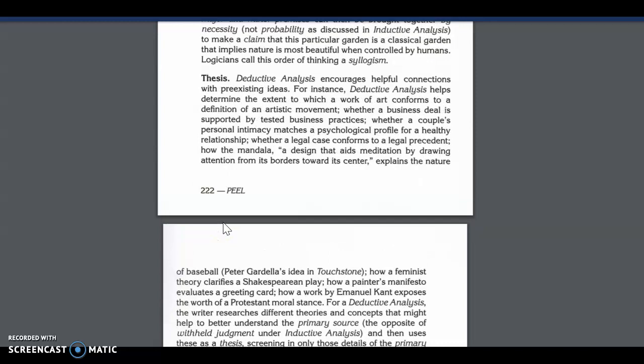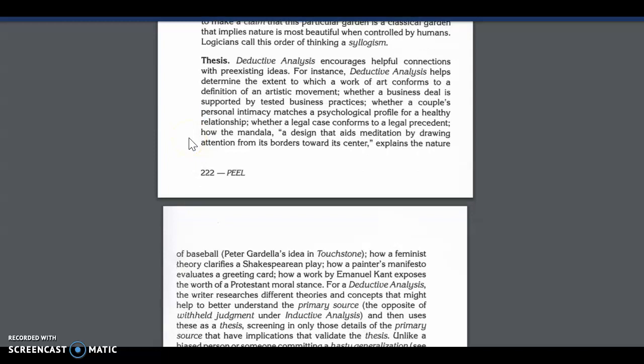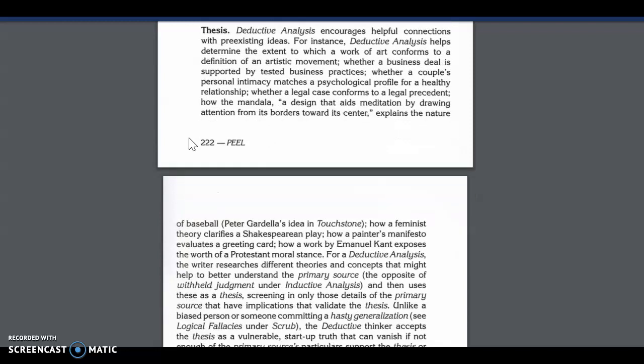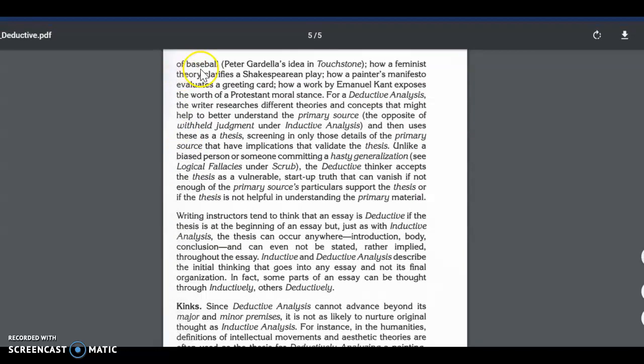Thesis. Deductive analysis encourages helpful connections with pre-existing ideas. For instance, deductive analysis helps determine the extent to which a work of art conforms to a definition of an artistic movement, think about Ciclo de Oro there, for example, whether a business deal is supported by tested business practices, whether a couple's personal intimacy matches a psychological profile for a healthy relationship, whether a legal case conforms to legal precedent, how the mandala, a design that aids meditation by drawing attention from its borders toward the center, explains the nature of baseball. Okay, gets a little bit kind of crazy here.